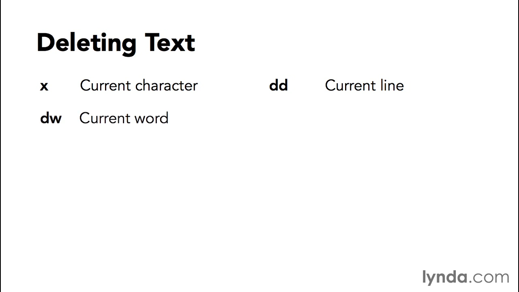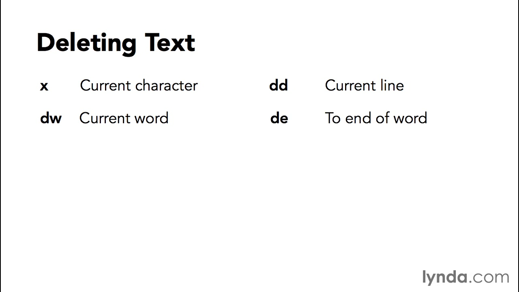Now let's talk about deleting text. The command X deletes the character at the cursor. The command DD deletes the entire current line. The command DW deletes the current word, that is to say, from the current cursor position to the beginning of the next word, whereas DE deletes to the end of the current word.